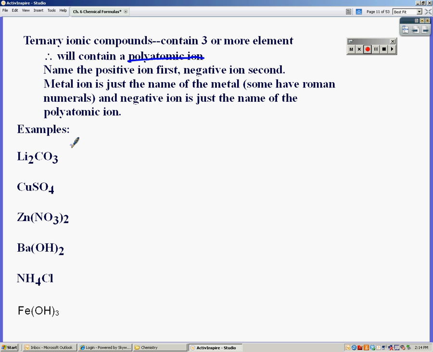You still have to remember to put in Roman numerals whenever you're dealing with a metal that can form more than one ion. However, lithium is not one of those kinds. Lithium is always just a +1. So I'm just going to put its name, lithium, with the name of CO3, which is called carbonate. So lithium carbonate.